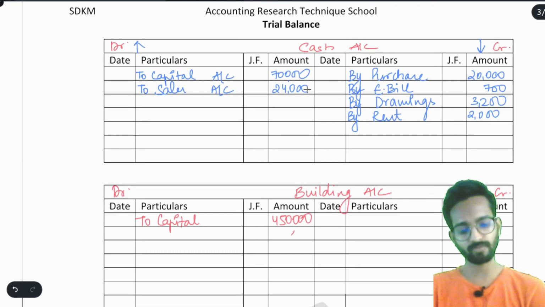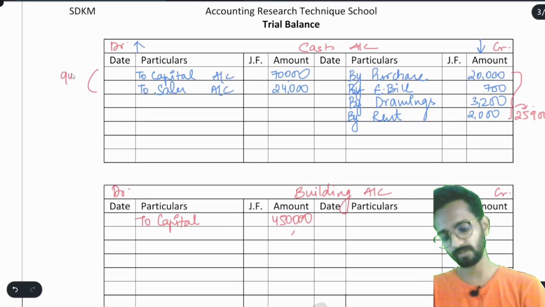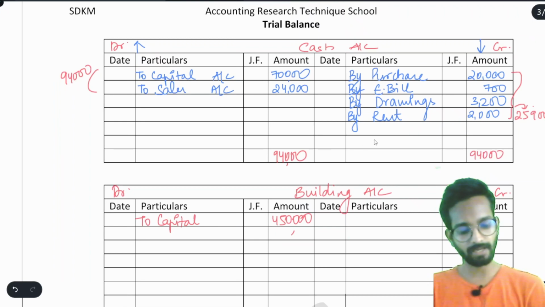70,000 plus 24,000 here. Then here 20 plus 3 plus 2, 25,900. So see, how do we write it? This total is 25,900. Okay, and this total is 94,000. Now, if here the total is 94, so this is the higher total. We will write 94,000 on both the sides. 94,000, 94,000.